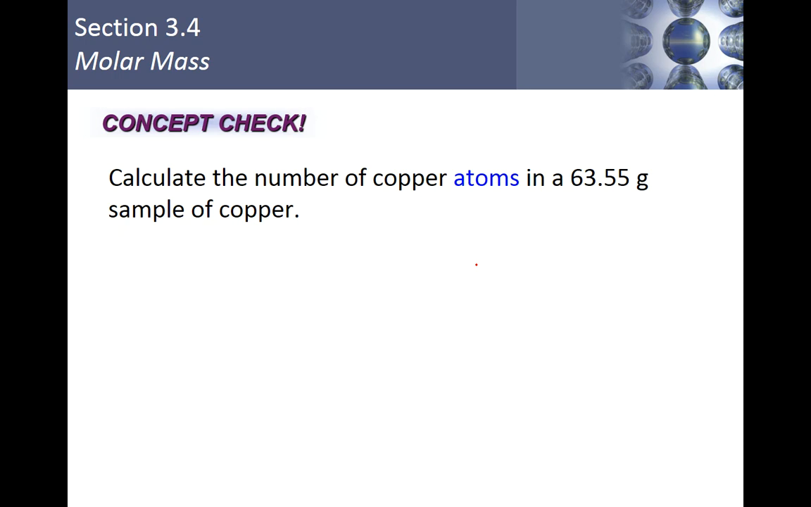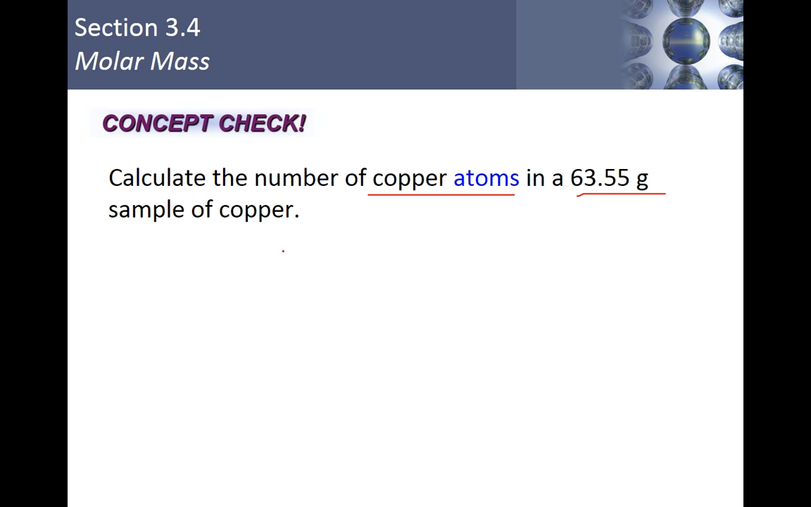Moving to the next slide. There's a follow-up concept check. So it says to calculate the number of copper atoms in 63.55 grams of a sample of copper. So the first thing that you would do, you have to figure out where you are. So starting with atoms, that's our first step. We're trying to figure out how many atoms are present. What we are given is 63.55 grams of copper.